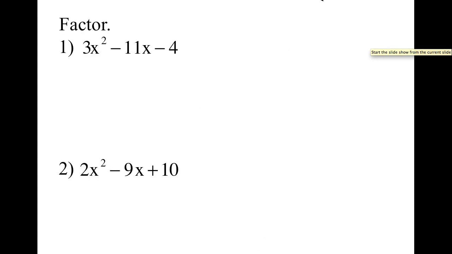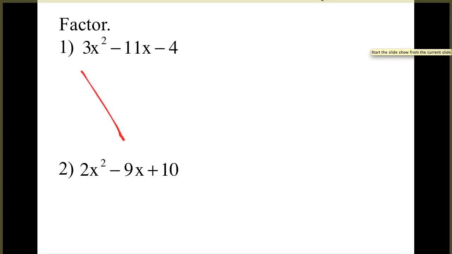Alright, now let's try it again. I'm going to put my x marks a spot this time on this side. And I'm going to work on my number 1. So I'm looking for, remember, I have to multiply the lead coefficient and I get negative 12, and my middle coefficient is negative 11. So I'm looking for two numbers that multiply to negative 12 and add to negative 11. So the first one would be, how about negative 12 and positive 1?